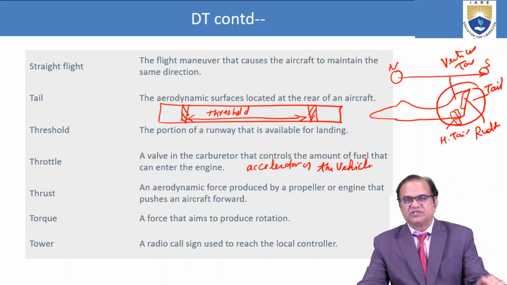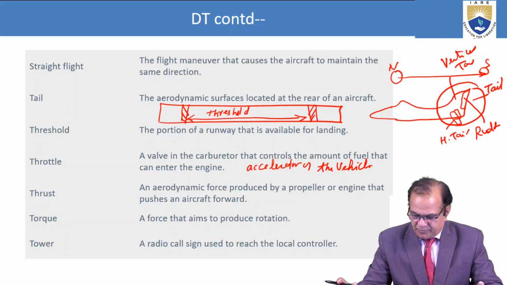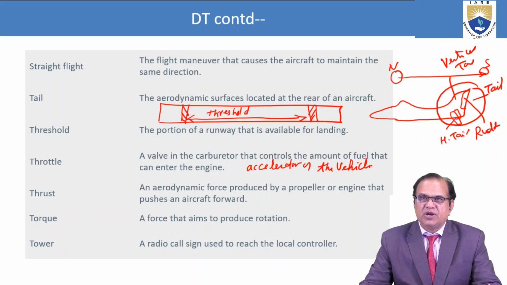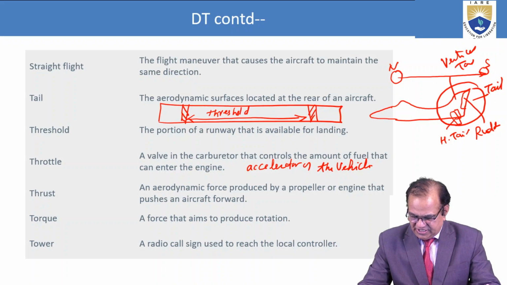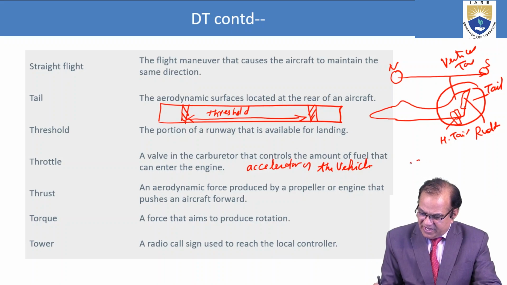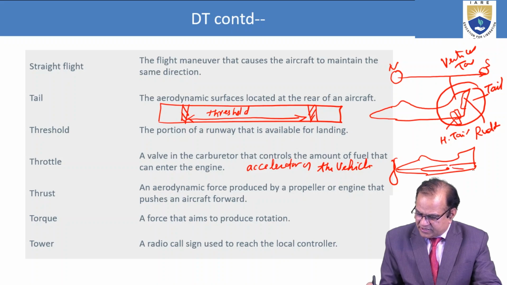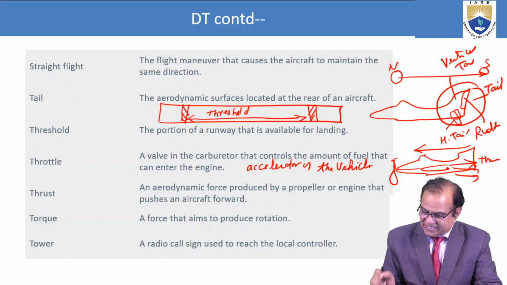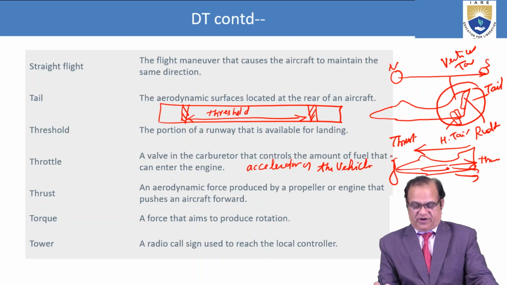What is thrust? An aerodynamic force produced by a propeller or engine that pushes an aircraft forward. So in this aircraft, here is an engine, it is rotating a propeller, or it may be a jet. This will make the aircraft move like this. So this force, which tries to move the aircraft forward, is called thrust.